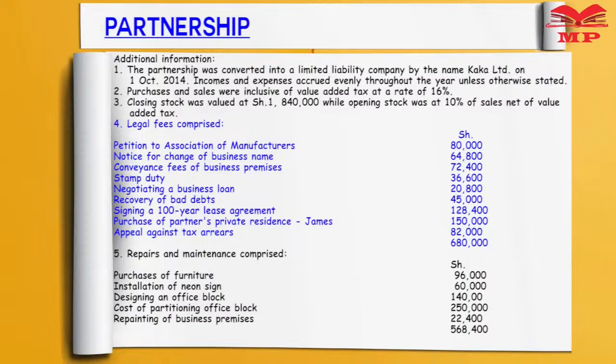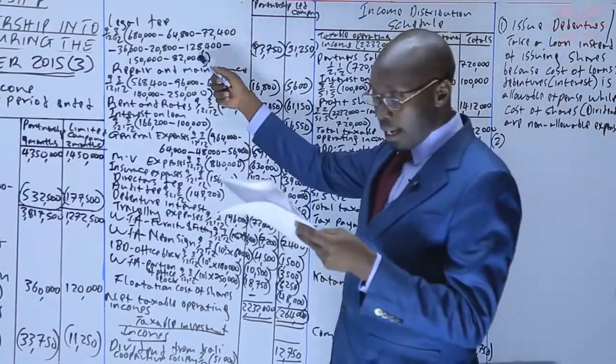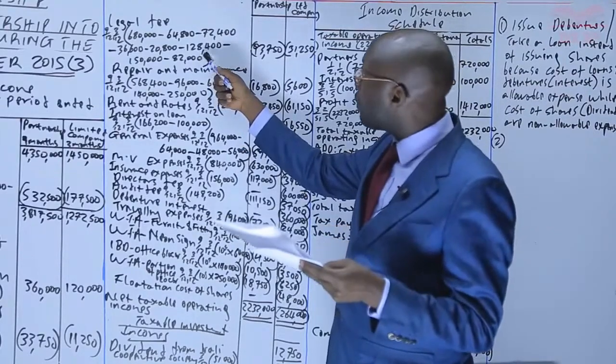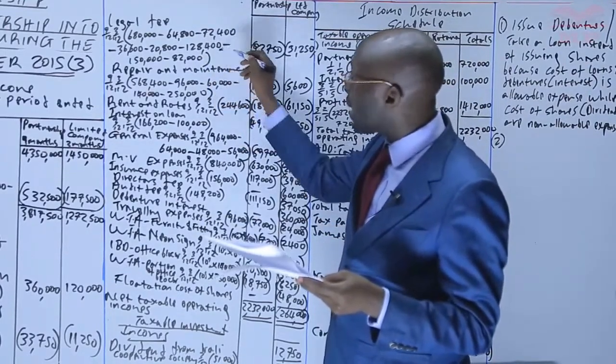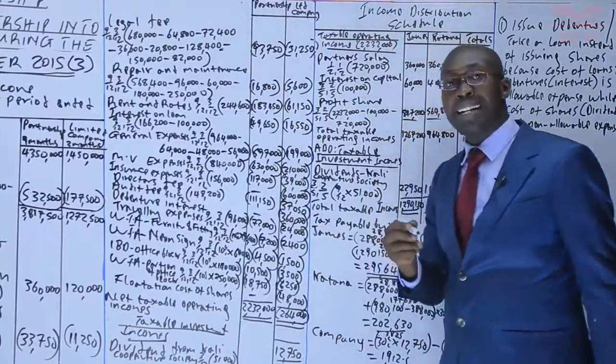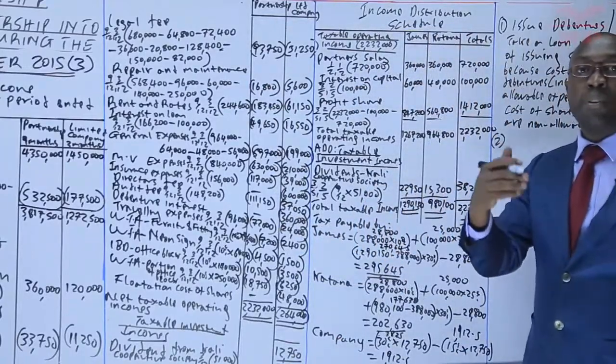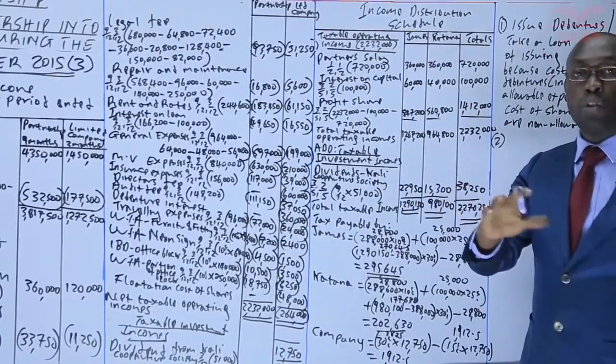Two, we saw in additional information number 4, there is signing of a 100-year lease agreement. And we said the cost of signing a 100-year lease agreement, when you are looking at the legal costs, 128,400, we treated that as non-allowable. Because we say that lease up to 99 years is the one that is allowable. Above 99, we don't allow.